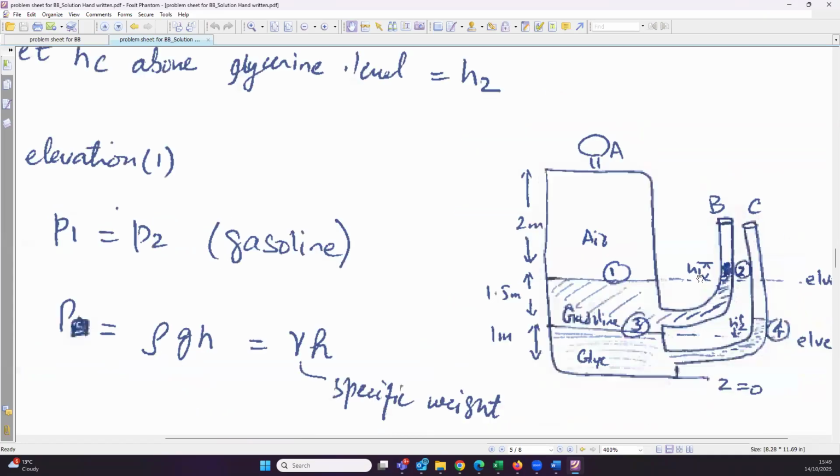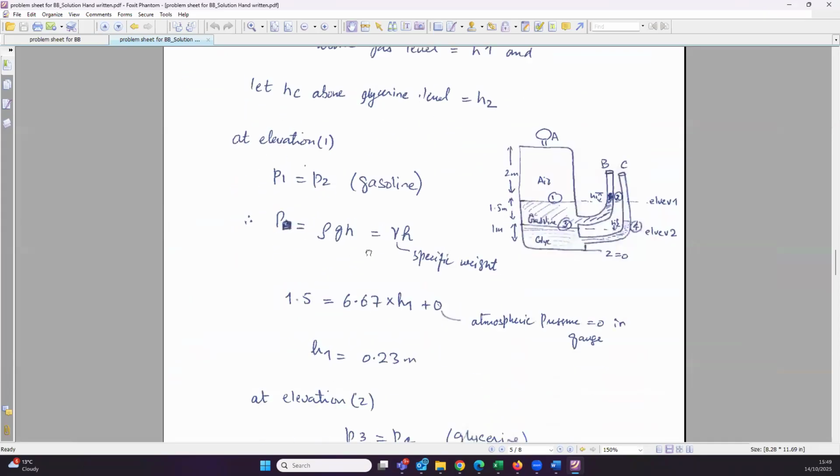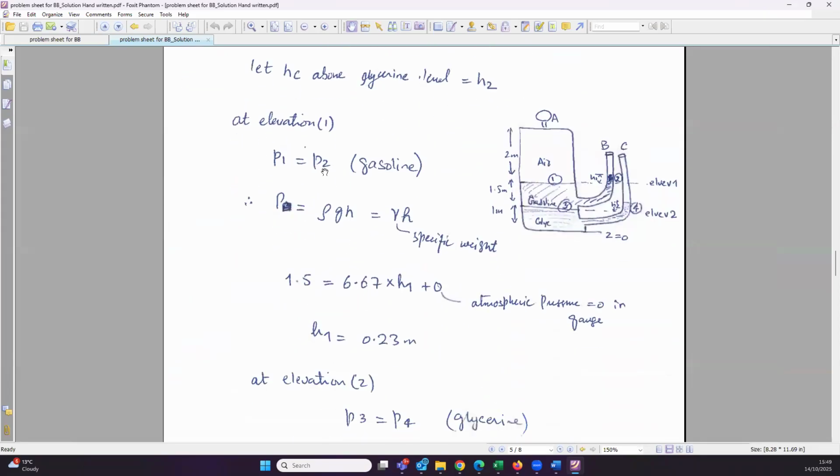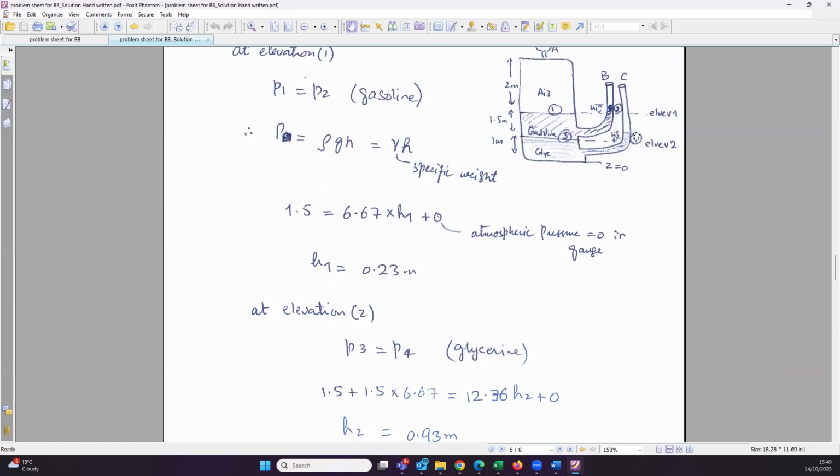Before we go there, we can write it as p1 equals p2 because we know they are equal, and you just have to solve for h1, that is 0.23. So that is the height of the liquid inside this tube. And for tube C, you use the same exact procedure. You compare point 3 and point 4 because we know at point 3 and point 4 the values are exactly the same.